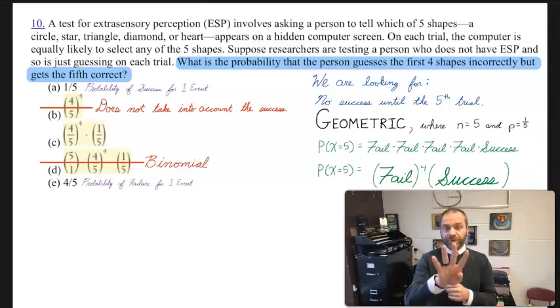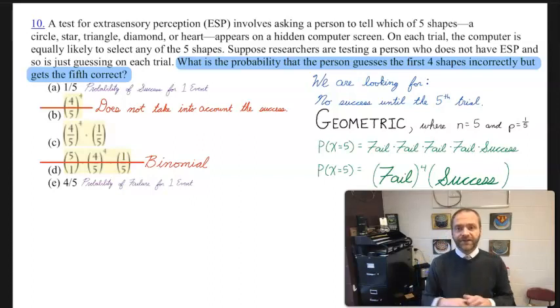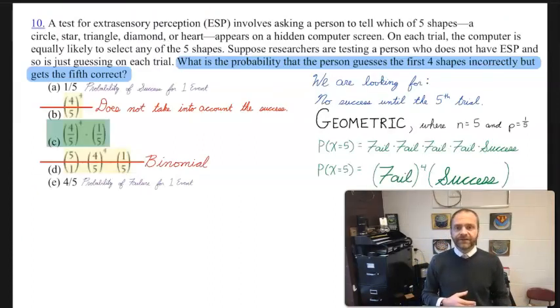But the problem says we want to know the probability of the 5th one being a success. So we're going to fail 4 times, so 4/5 to the 4th. However, you need to multiply by that 1/5 at the very end. So the answer is C for this one.